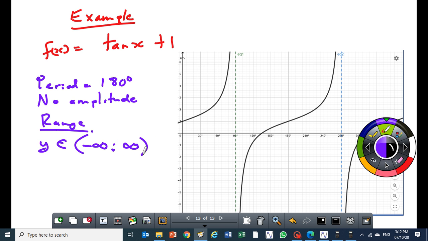So see, now you use round brackets. Okay? Why am I putting round brackets? Because minus infinity and positive infinity are not exact values. There's no maximum. That's why there's no amplitude. There's no specific maximum value or specific minimum value.